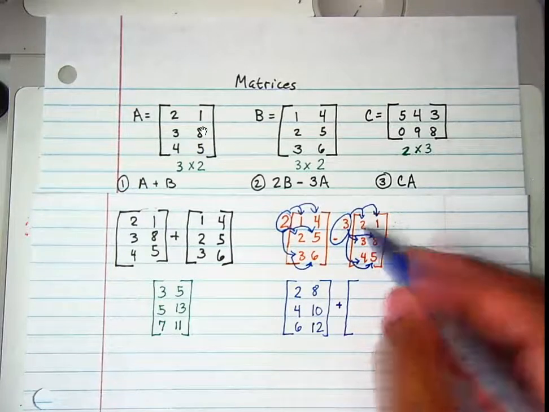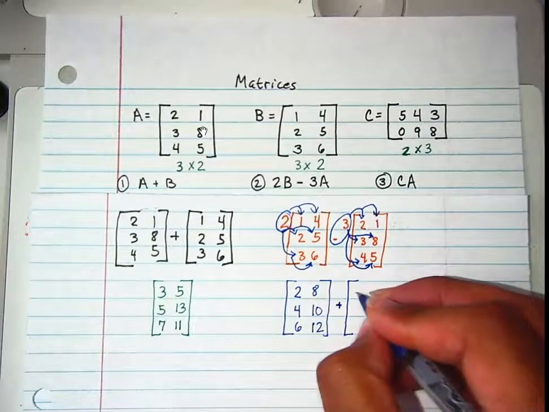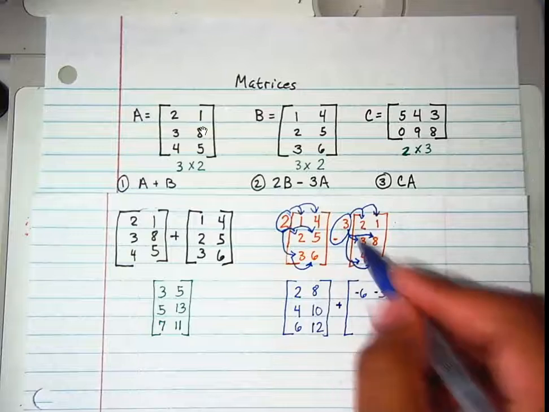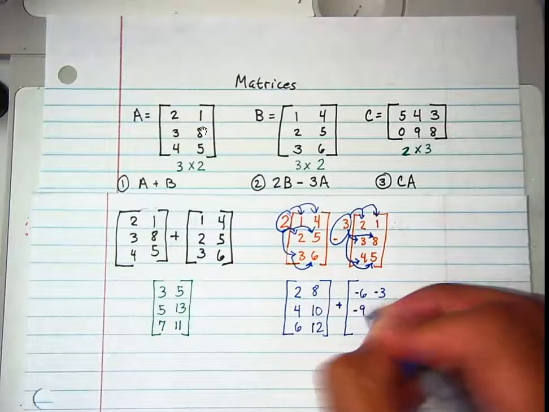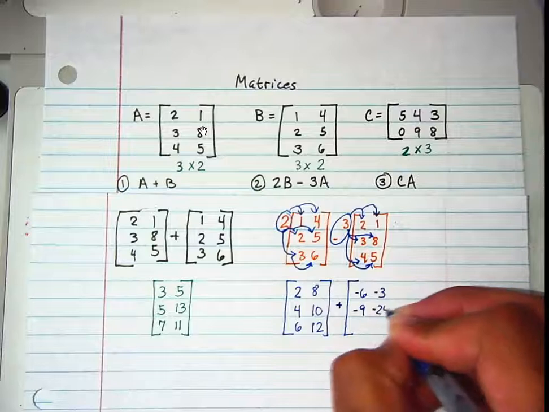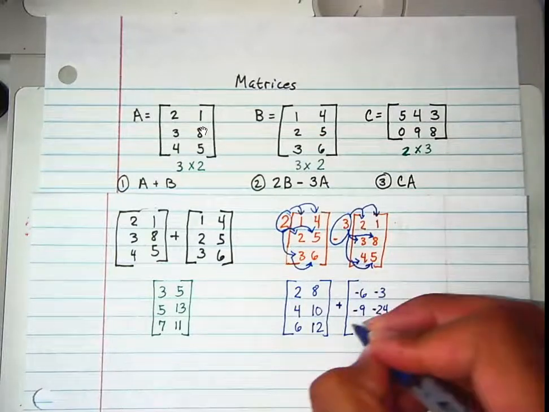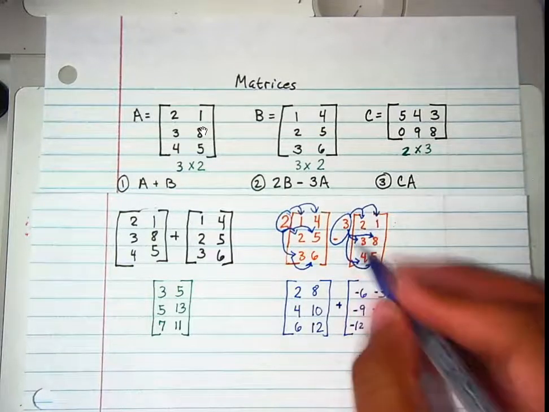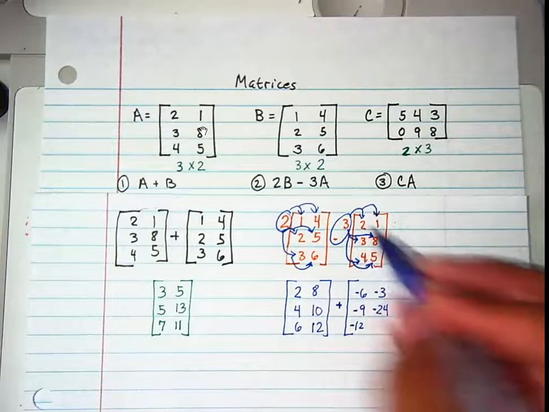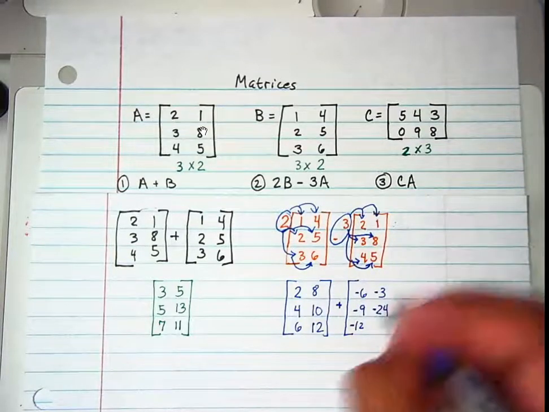So -3 times 2 is -6. -3 times 1 is -3. -3 times 3 is -9. -3 times 8 is -24. Sorry, -3 times 4 is -12. -3 times 5 is -15.